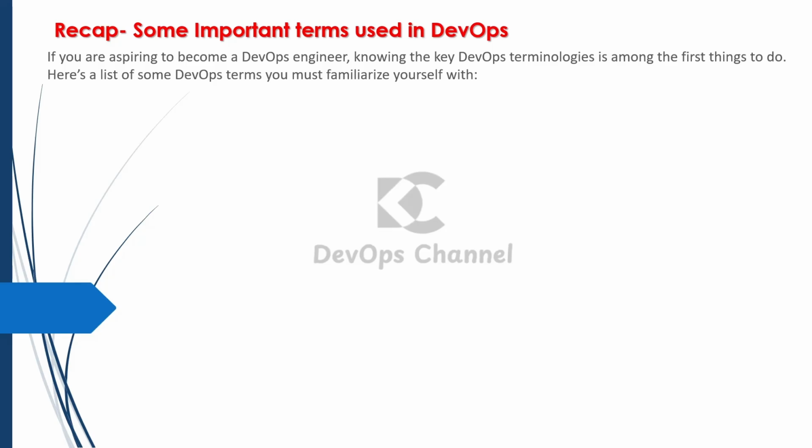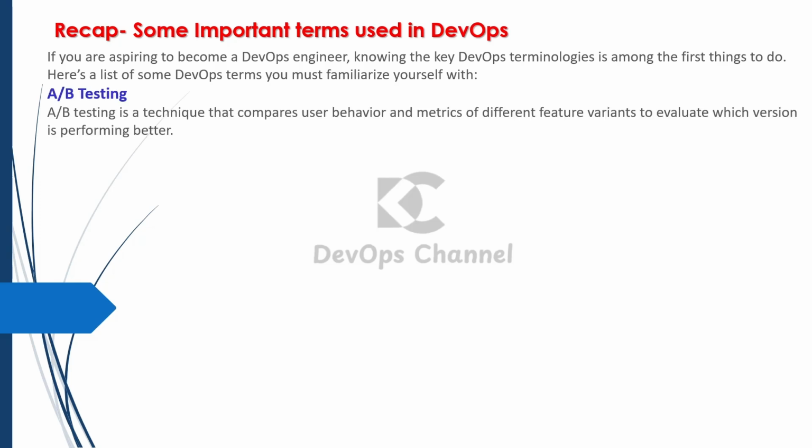Hi friends, so in this lecture, let's learn about some DevOps terminologies which are mostly asked while having an interview, or if you are going to become a DevOps engineer, you should be aware of these terms. So we have some terms in here. Let's discuss them. So first one is A/B testing.